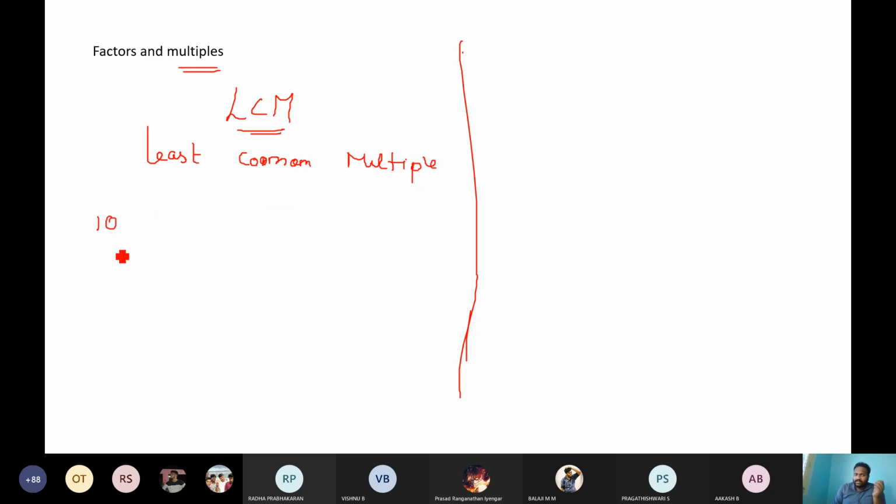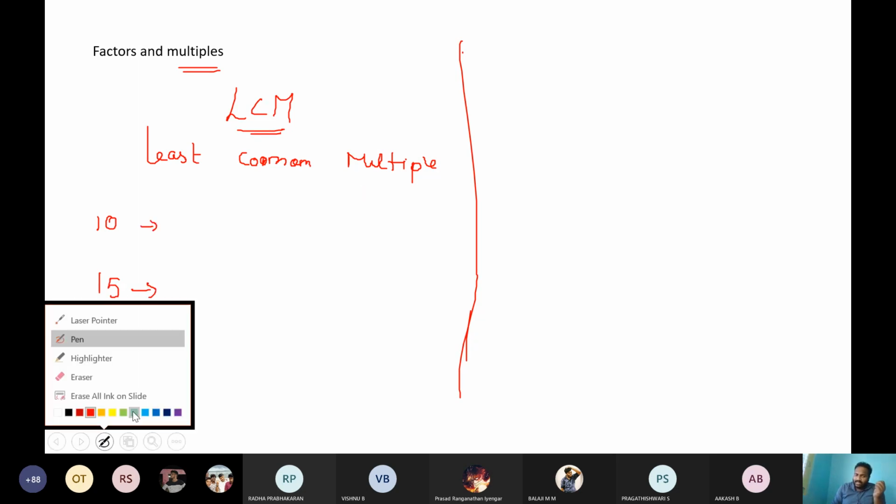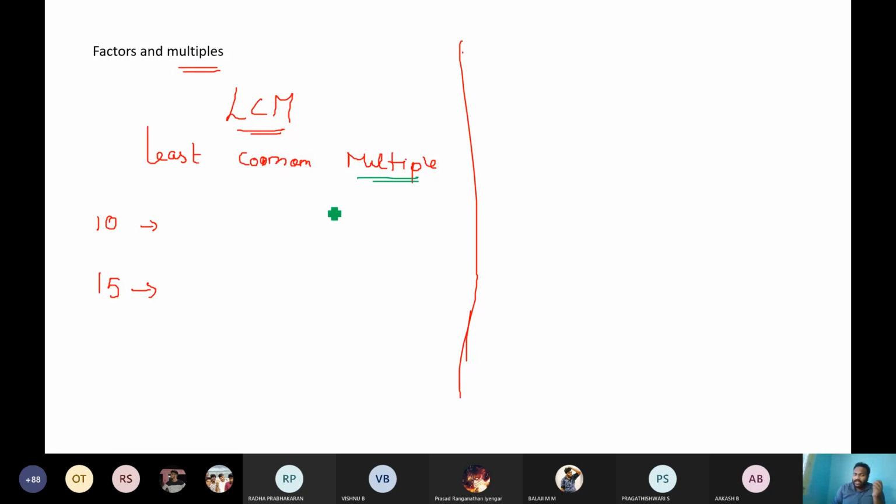Let's say, for example, let me take the numbers 10 and 15. First, let's start writing the numbers which are multiples of 10. What do you mean by multiples of 10, guys? Can you tell me what I mean by multiples of 10? Listen. 10, 20, 30, 40, 50, 60, 70, 80, 90, and it goes on like this. So these are the multiples of 10.